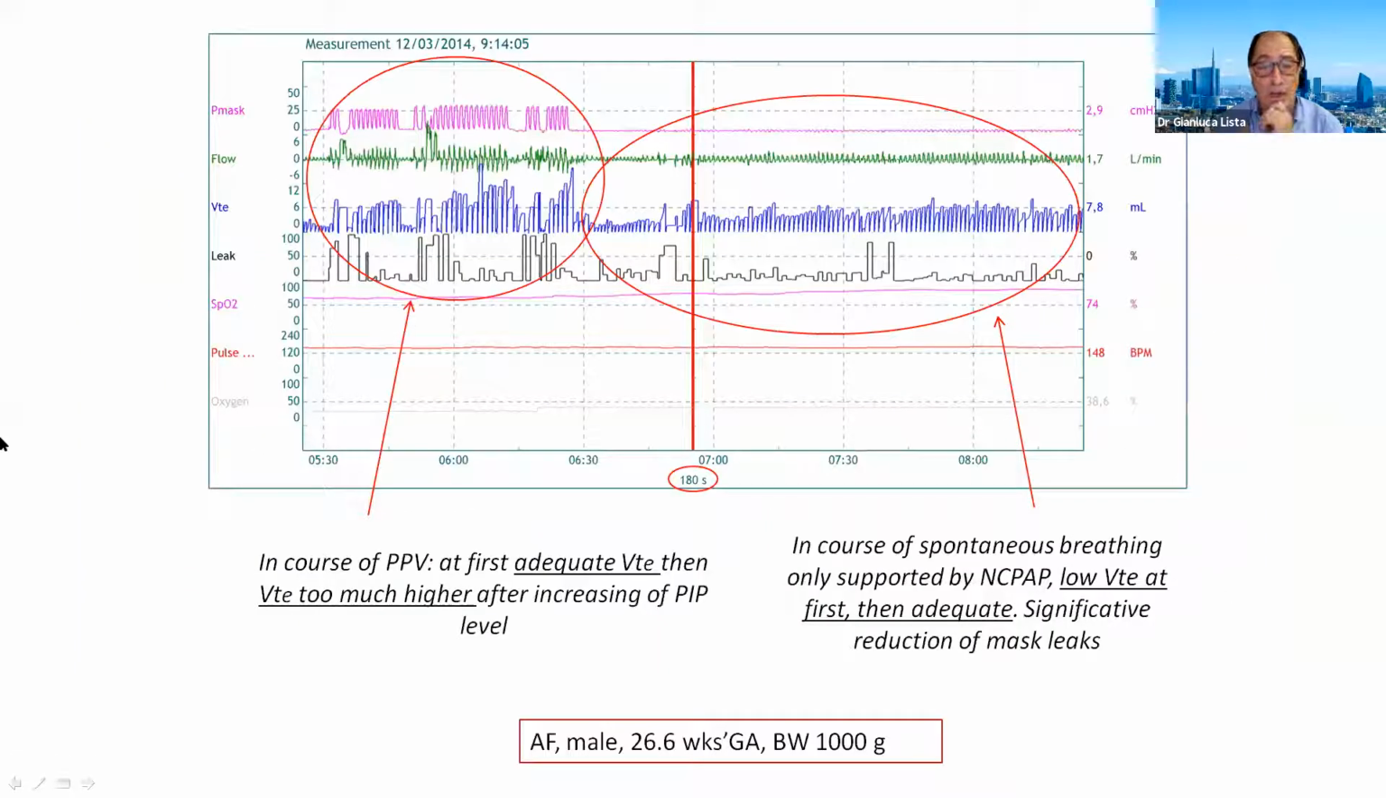This is another recording of ours with a respiratory function monitor. It's always a preterm baby of 27 weeks of gestational age, 1 kilo. At the beginning, the baby is managed with positive pressure ventilation. Probably the peak inflation pressure was much too high. In fact, the tidal volume was exaggerated. So we understood that the baby could be managed only in CPAP, and the baby was managed only in CPAP because the baby was able to generate adequate tidal volume, in this case about 8 ml per kilogram body weight.